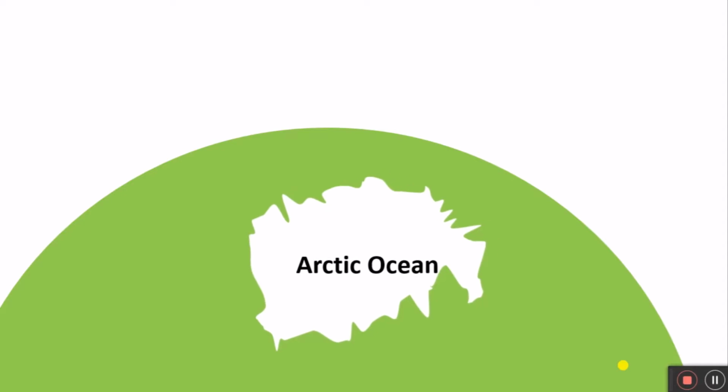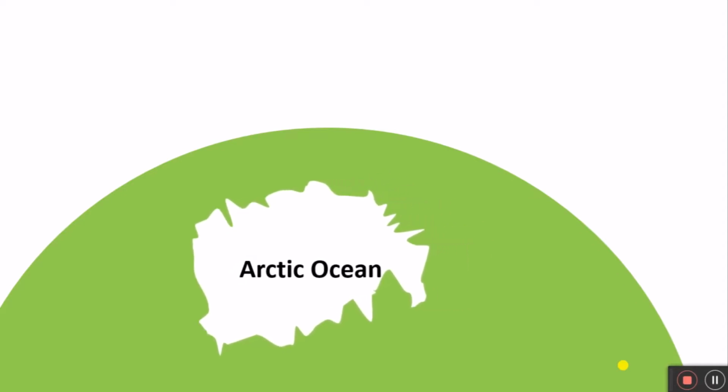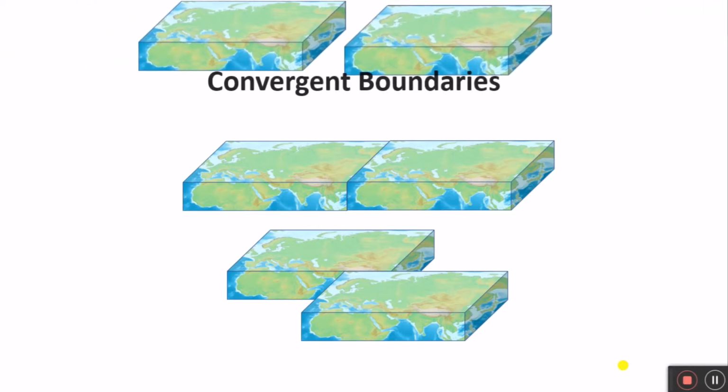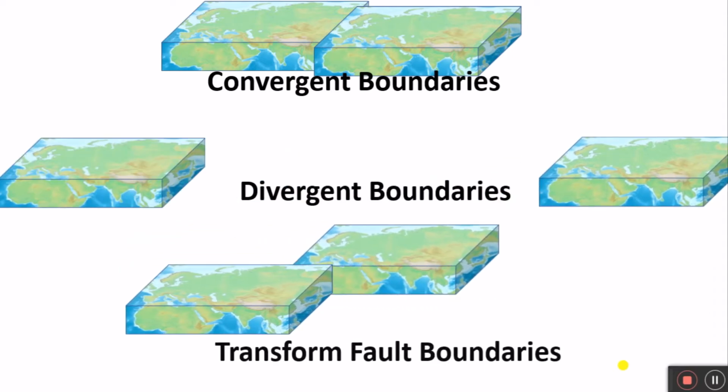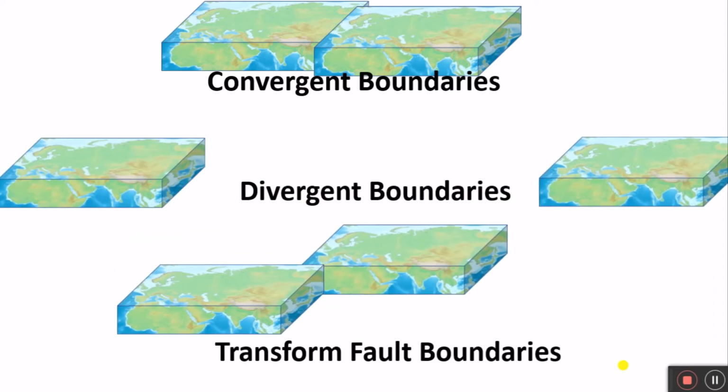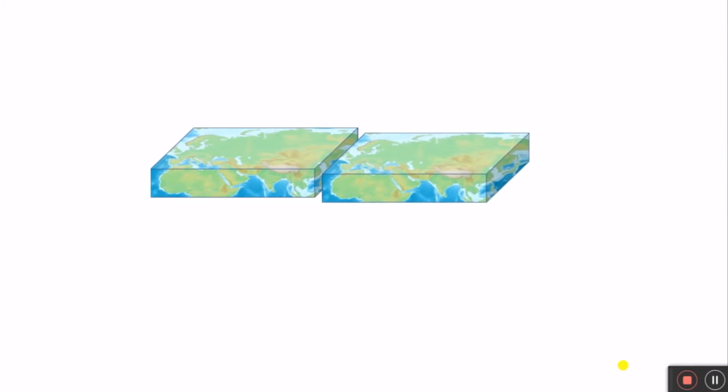On the basis of the movements of plate boundaries, they have been classified prominently into three types: destructive plate boundaries, constructive plate boundaries, and transform boundaries. Now let us have a look at each of these plate boundaries in detail. The first is destructive plate boundaries, or consuming plate boundaries, or convergent plate boundaries.